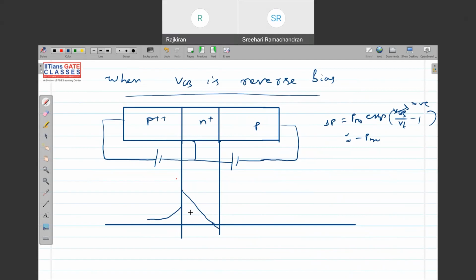Okay, and if I want to plot the minority carrier profile here, because it is reverse bias, right? So here it also will be like this. Okay, reverse bias. So it will be minus Np0, right? Getting it? Okay.